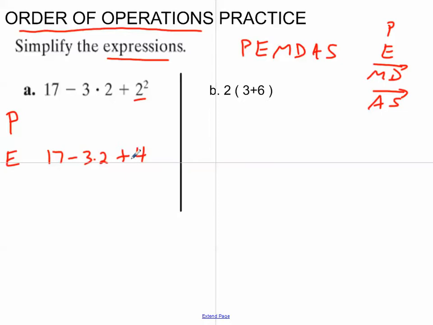So we don't have any more exponents to clear out, so we go to multiplication and division left to right. You write down MD left to right, and you again read this expression kind of like a sentence. And what didn't change?